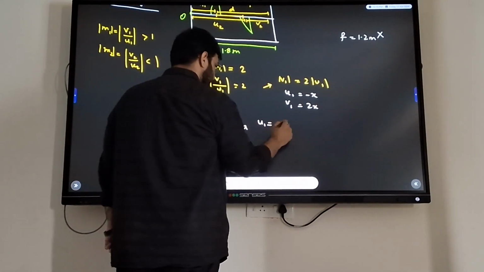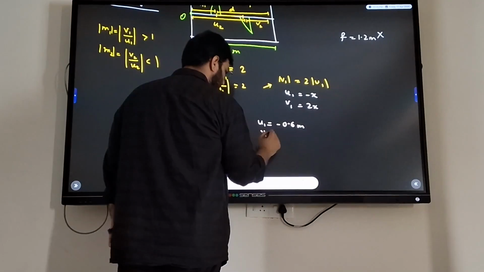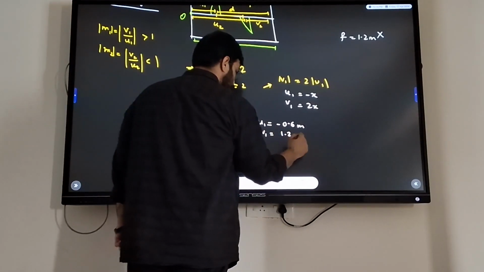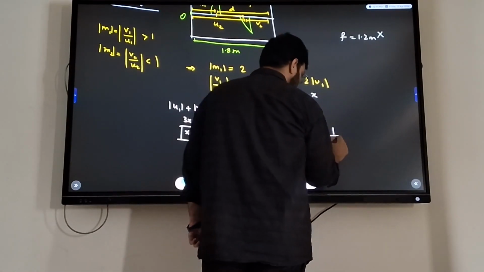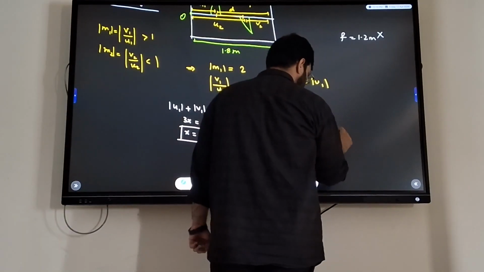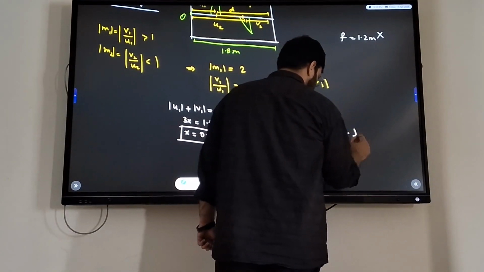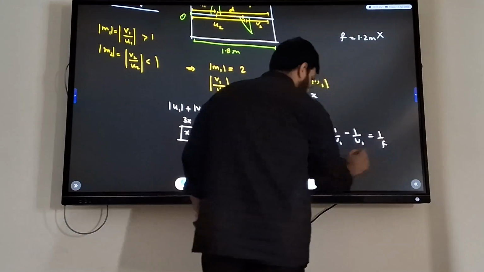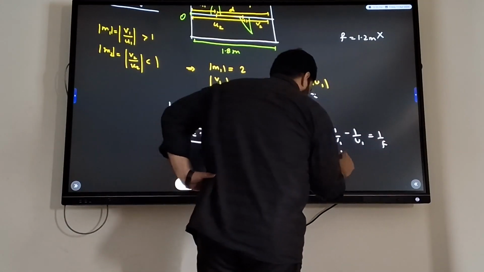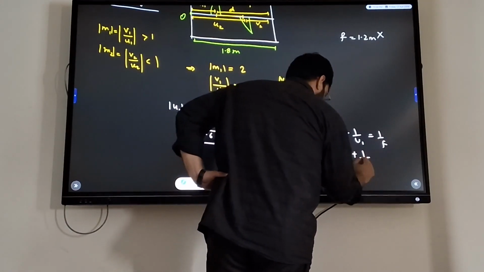U1 is equal to minus 0.6 meter. What is V1? 1.2 meter. From here what will I get? 1 by V1 minus 1 by U1 is equal to 1 by F. What will that be? 1.2 plus 1.2.